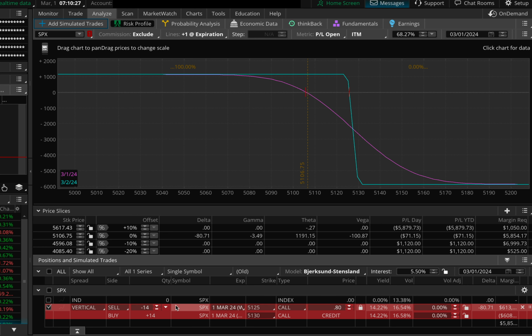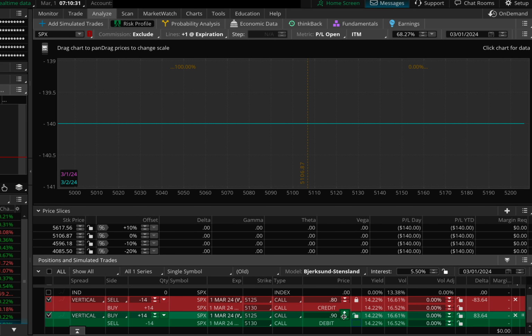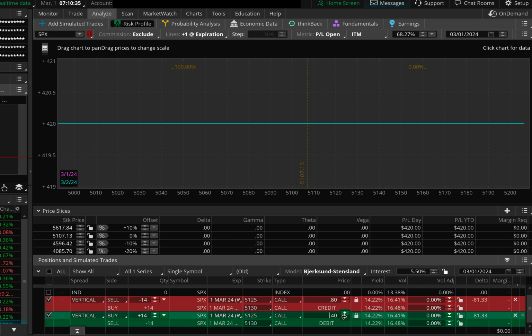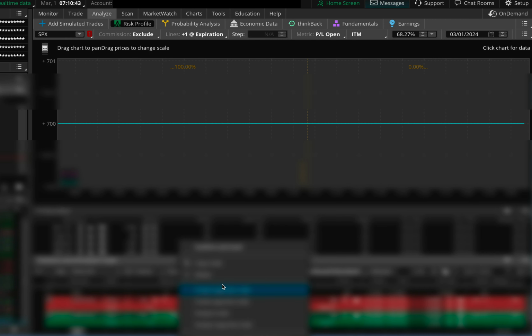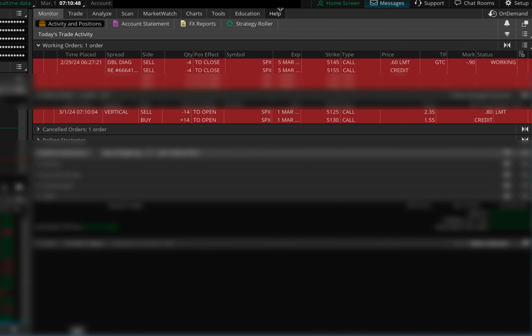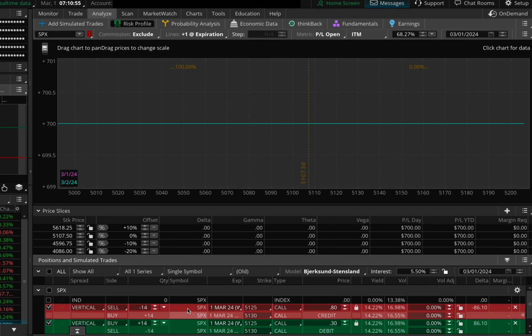51.25. And I'll go ahead and set my automatic profit taking order, which is I'll just buy these back at 30. Like so. That'll give us $700. So I'll put that out there. Let's have it out there working. There it is. Buy back at 30. And we're off. We're off and running on this.